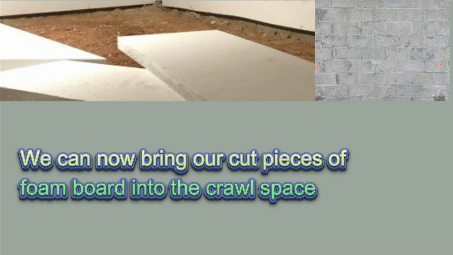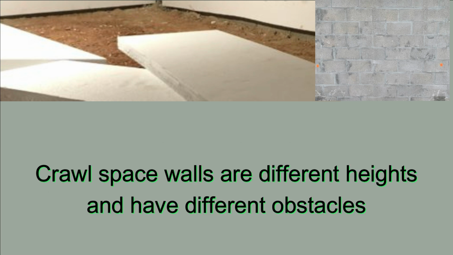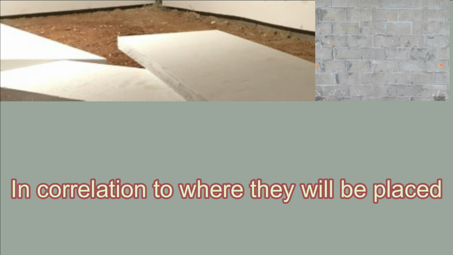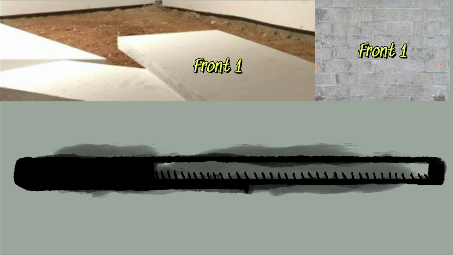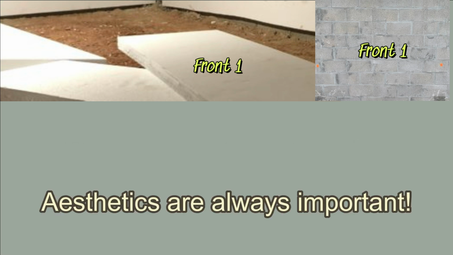We can now bring our cut pieces of foam board into the crawl space. It is very important to make sure you lay them out correctly in the crawl space. What I mean by saying this is, the crawl space walls are typically varying heights, and you must make sure to code the foam boards correctly in correlation to where they will be placed. I use a method of writing a number on the block walls, and then writing a number on the corresponding foam board piece in magic marker. I always write the number on the side of the foam board that will not be visible when installed.